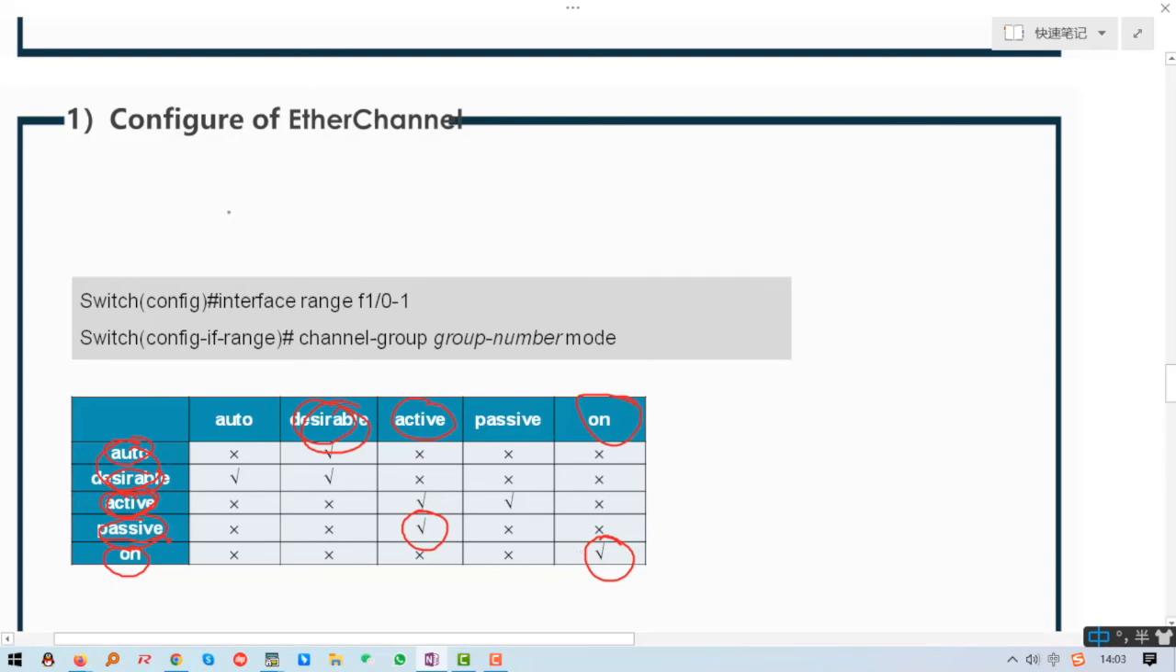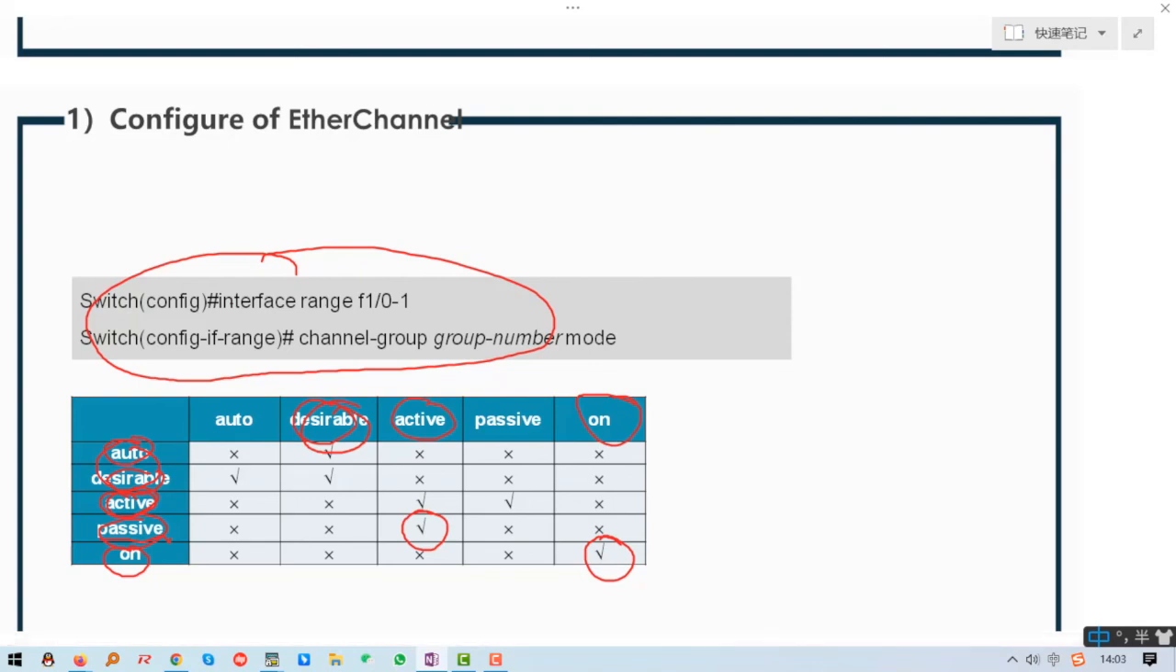Okay, so we can also see this is the EtherChannel configuration command. We need to enter the switch interface and specify the corresponding aggregation group ID.